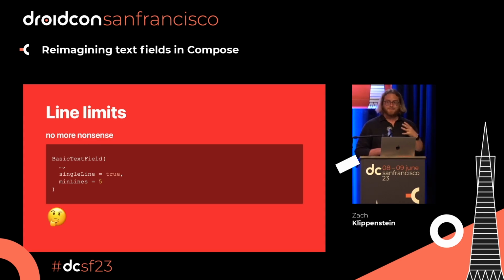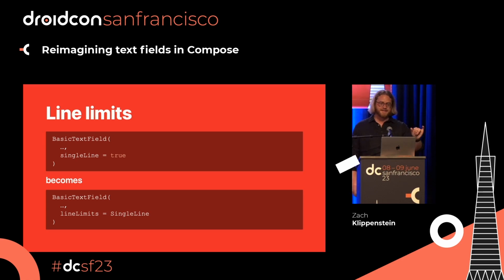It's actually fairly complex, and there's a number of different dimensions to it. And because these are just three different parameters, single line, min lines, and max lines, you can pass in values that make no sense. What does it mean to have a single line field that must be at least 5 lines? It's ridiculous. So we wanted to fix this problem as well.